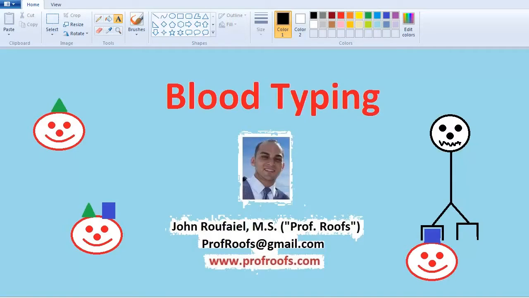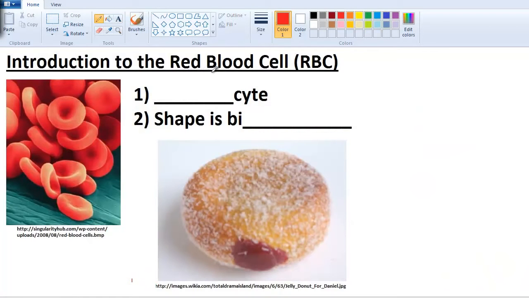So let's get started. Introduction to the red blood cell. Alright, so there's a bunch of red blood cells here. Red blood cell is abbreviated RBC. You see that written up here. Also, if you're interested, this is a scanning electron microscope view of the red blood cell. You can tell because it has a 3D shape.